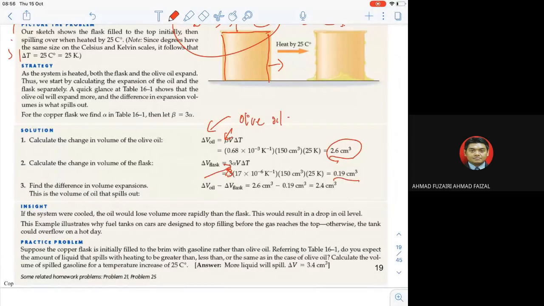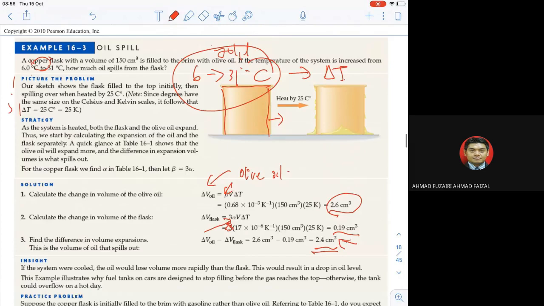So the flask only expands 0.19, but the olive oil will expand 2.6. So what's the difference? The difference will be 2.4 centimeter cube. So this is where the olive oil will spill from the flask, because the expansion of the flask is only 0.19, whereas the expansion of the olive oil is 2.6 centimeter cube. So slightly bigger than the expansion of the flask. So that's why you can see the olive oil will spill out.